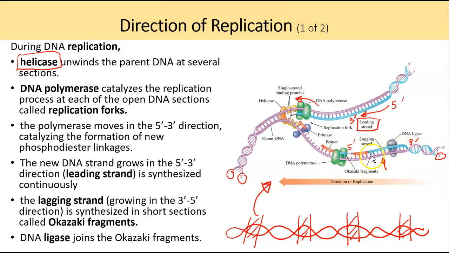To initiate on the lagging strand, first an enzyme called primase will produce short RNA fragments, and these RNA fragments are called primers.